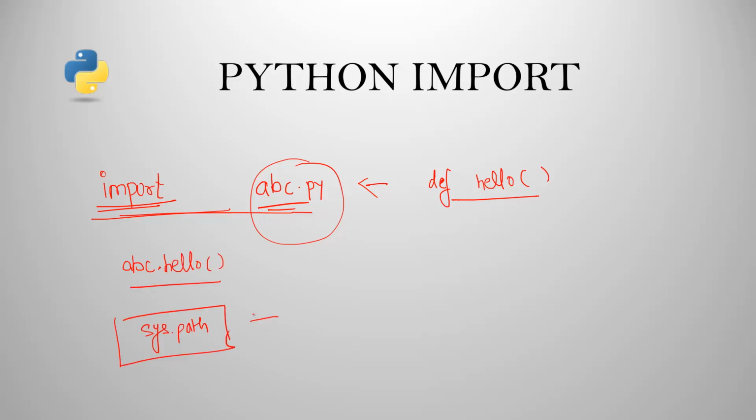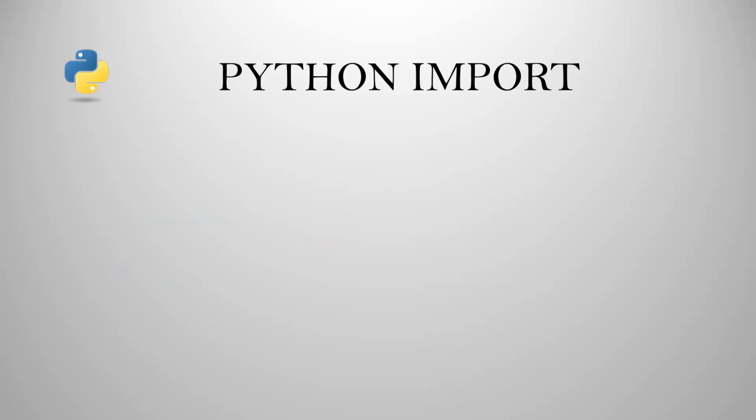Whatever directories are defined in sys.path, whenever you import a module, the Python interpreter goes and checks each of the directories to see whether the module you are trying to import is there or not. If it is there, it will import, otherwise it will give you an error.